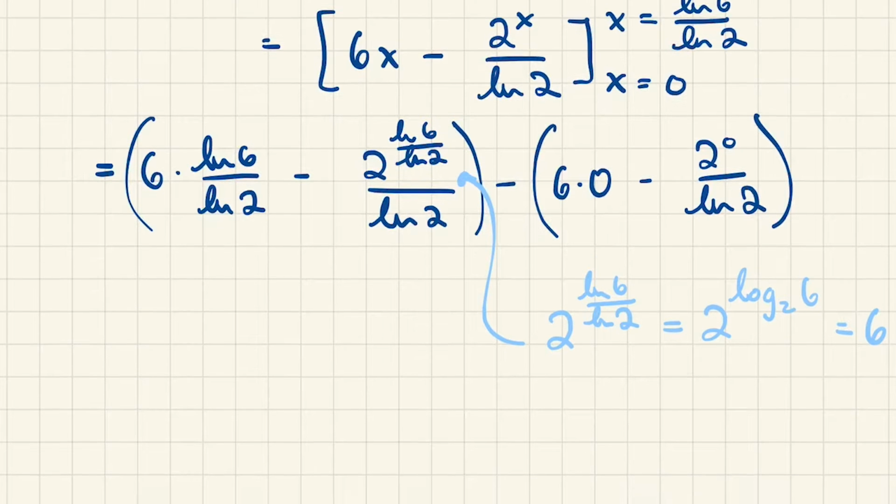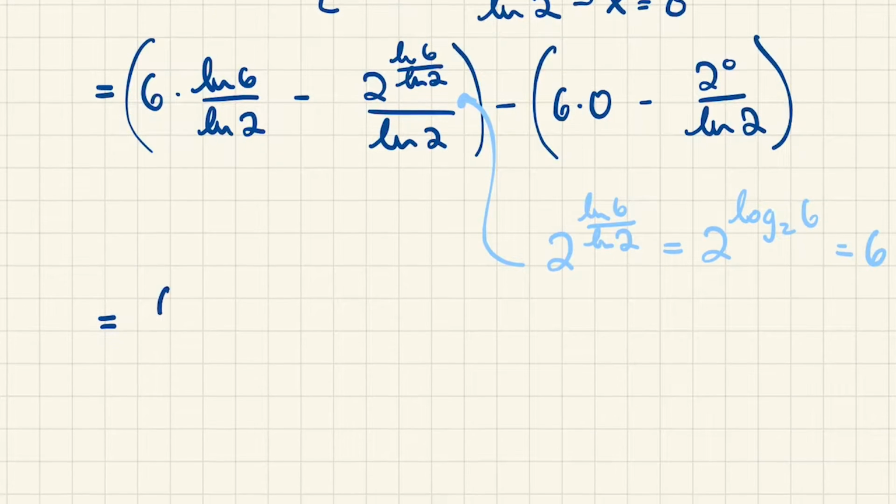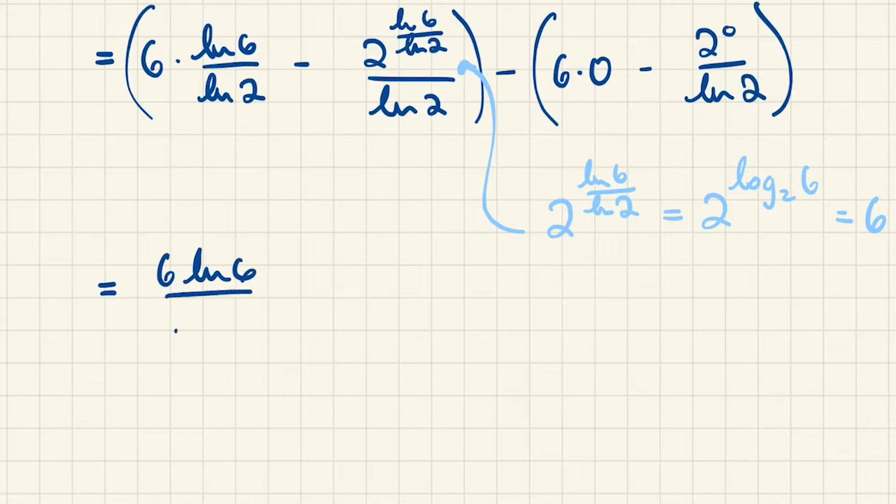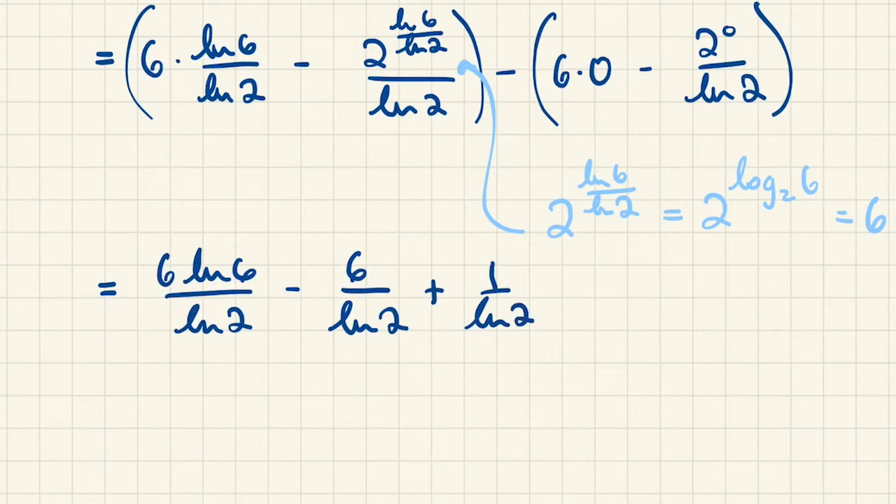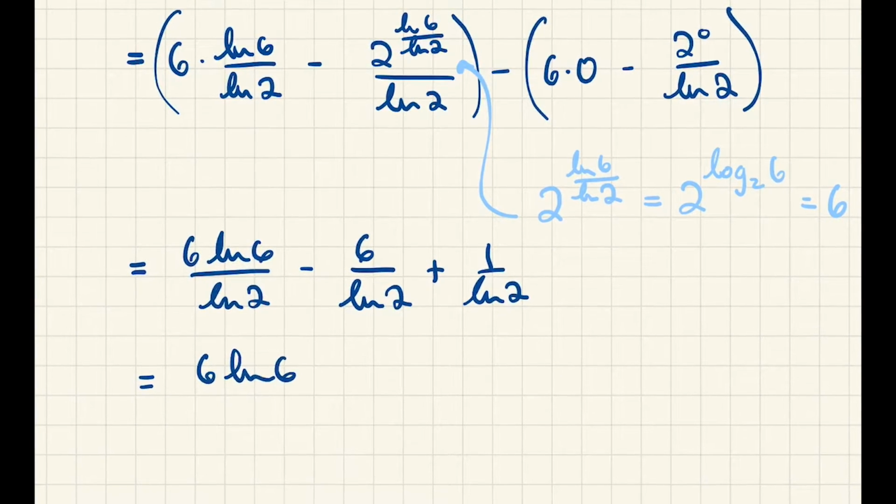All right, so what do we have here? We have 6 ln 6 over ln 2 minus 6 over ln 2 plus 1 over ln 2. So this looks like 6 ln 6 minus 5, all over ln 2. And that is our final answer.